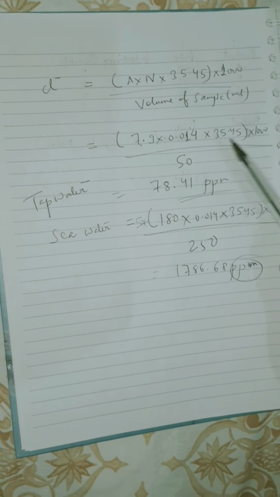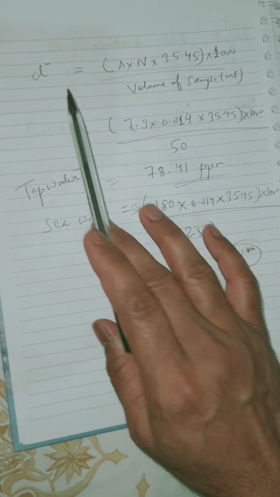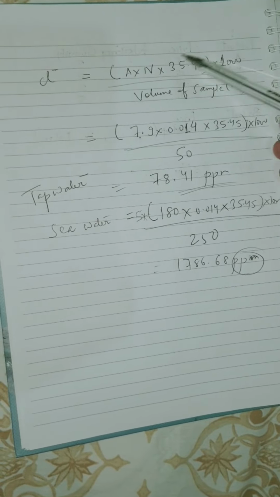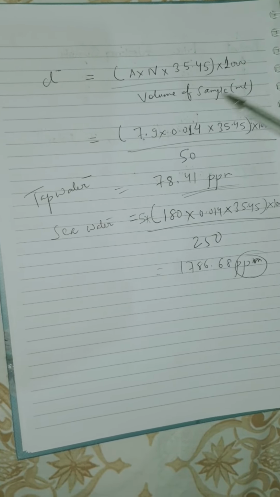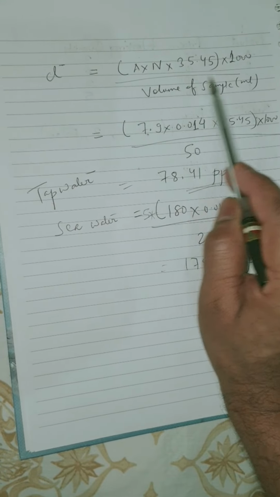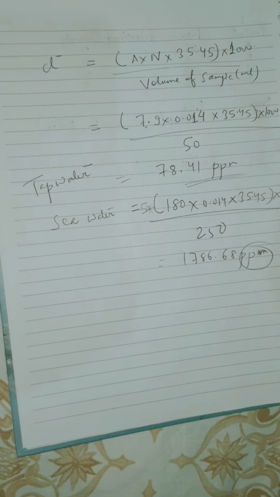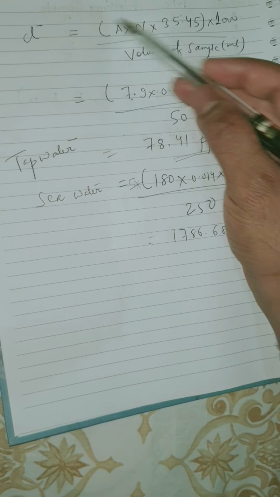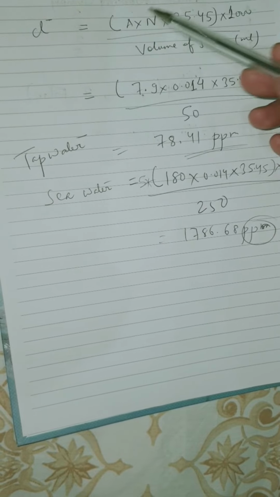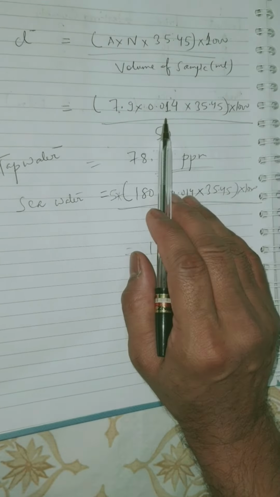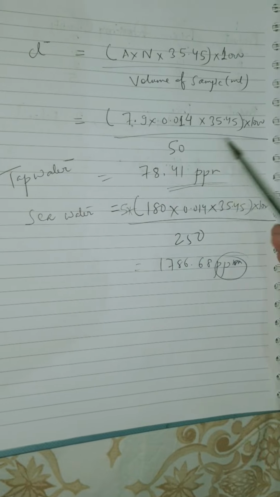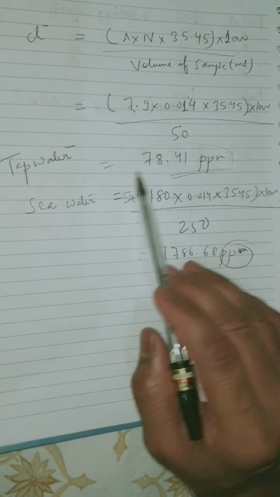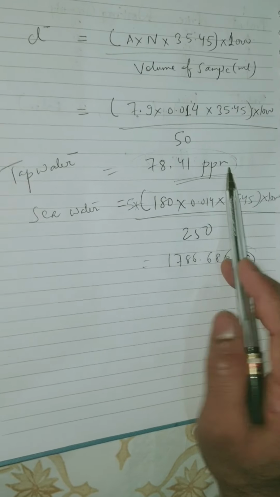So guys, you can see here, this is the simple formula for finding out the amount of chloride in the water. Here this is N, and this is the factor, and then this is multiplied by 1000, and it is divided by the volume of the sample. In the first case, we saw that it consumed around 7.9 ml of the titrant. A is the volume of the titrant and N is the normality of the titrant, which is 0.014, and this is a factor. If we find out using a simple calculation, it is approximately 78.41 ppm.